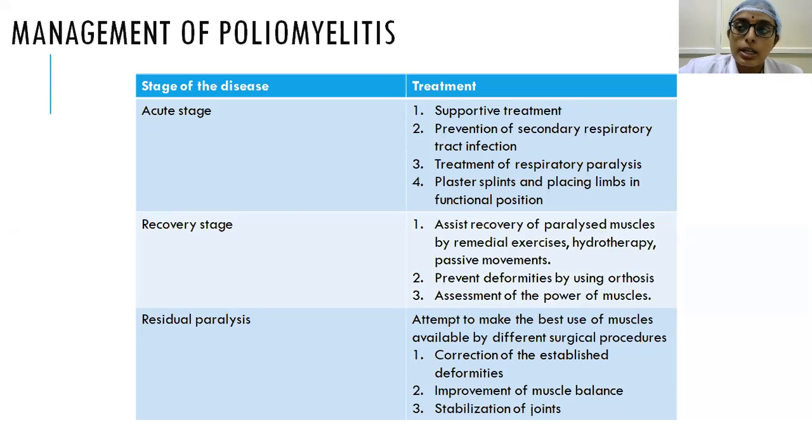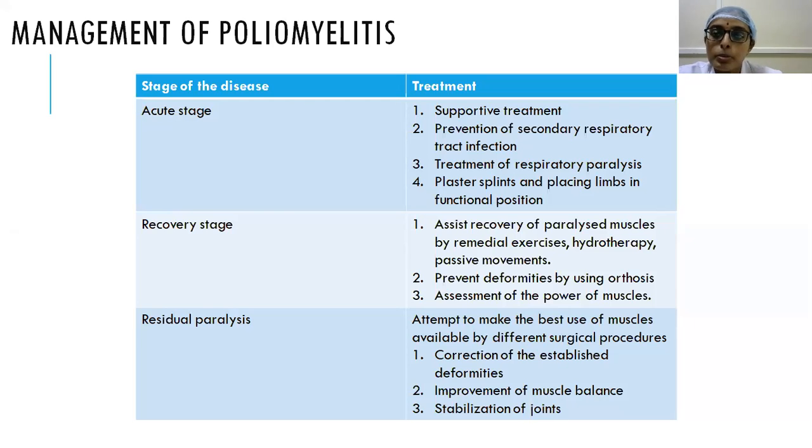And then, as I told earlier, one should be very watchful about respiratory paralysis. If at all there is onset of respiratory paralysis, respirators or respiratory support, or if necessary, tracheostomy can be done in the acute stages. If there is bulbar involvement, there will be some aspiration and other problems, and secondary respiratory tract infections will also be there. All these things should be prevented and addressed.